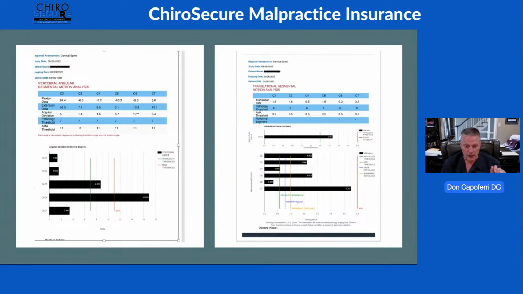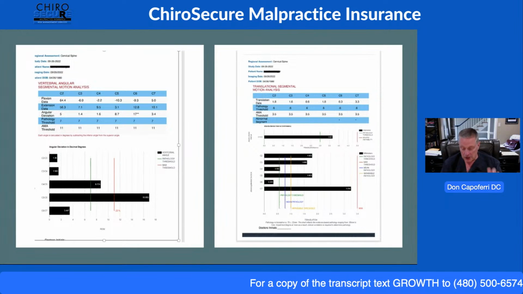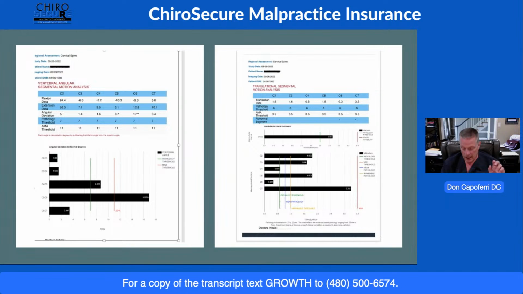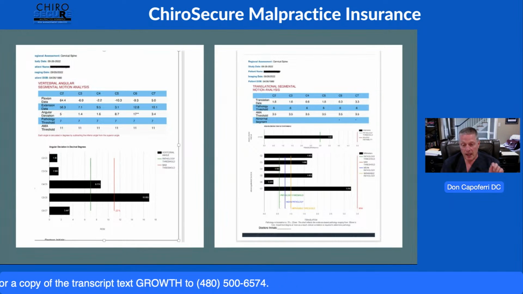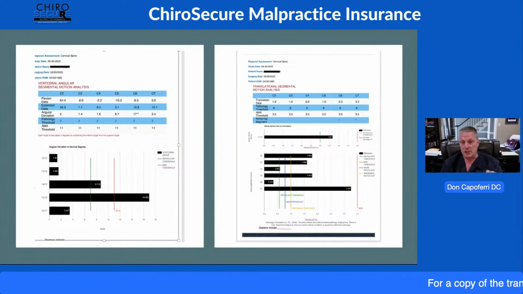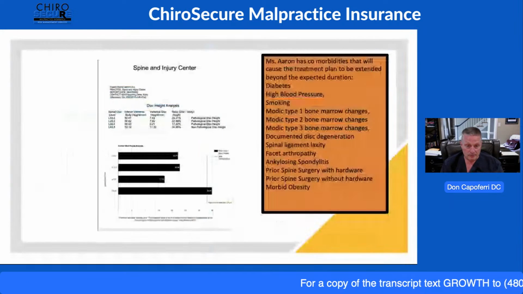Also, we have runaway translation at C2, C3, C5, and C7. All of that clinically pays into my treatment planning. And also, if it's a medical legal world, those are significant ligamentous injuries that are demonstrable.